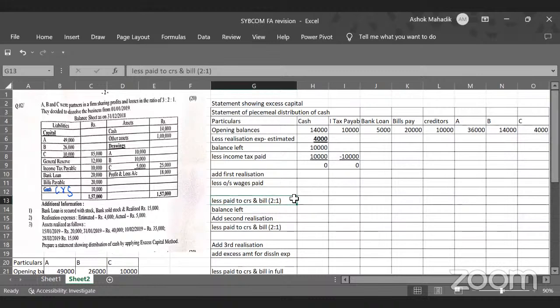Now what I'll do, whenever you don't have any cash on hand, go for realization. So my first realization is how much? First collection amount is 20,000 on 15th January. You can mention the date here. 15th January. कितना कैश आया है? 20,000. What you will do with this 20,000? क्या करोगे इसका?